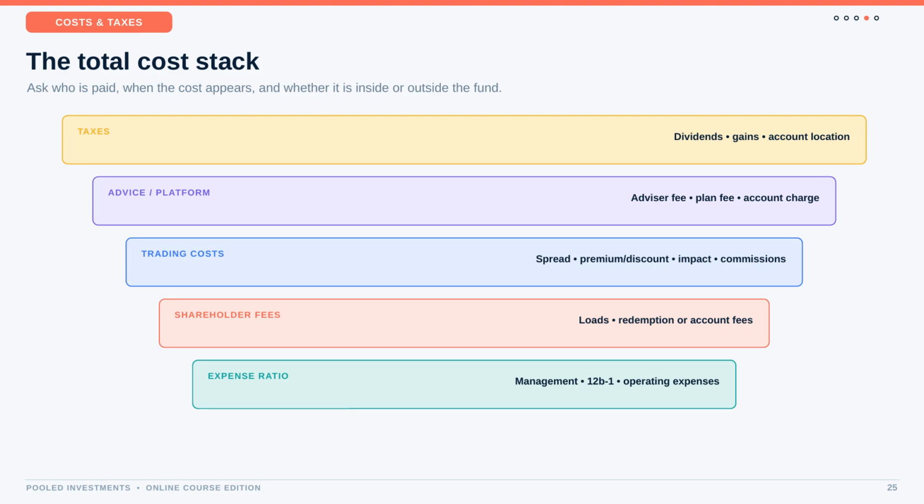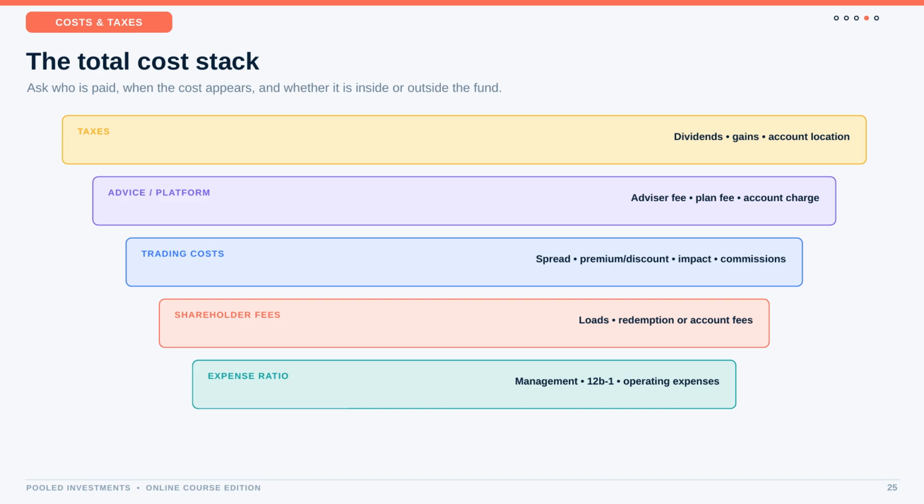A fund's total cost has several layers. The expense ratio pays for investment management and operating services from fund assets. Shareholder fees may include sales loads, redemption fees, or account charges. ETF investors can face brokerage commissions, bid-ask spreads, premiums or discounts, and market impact. Investors may also pay an advisor or platform fee outside the fund. Taxes can be the largest variable in a taxable account. The published expense ratio is essential, but it is not always the entire cost.